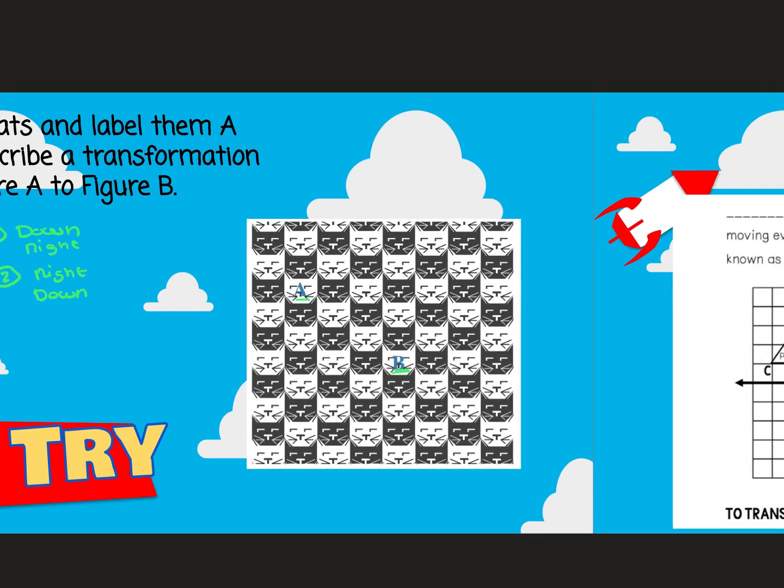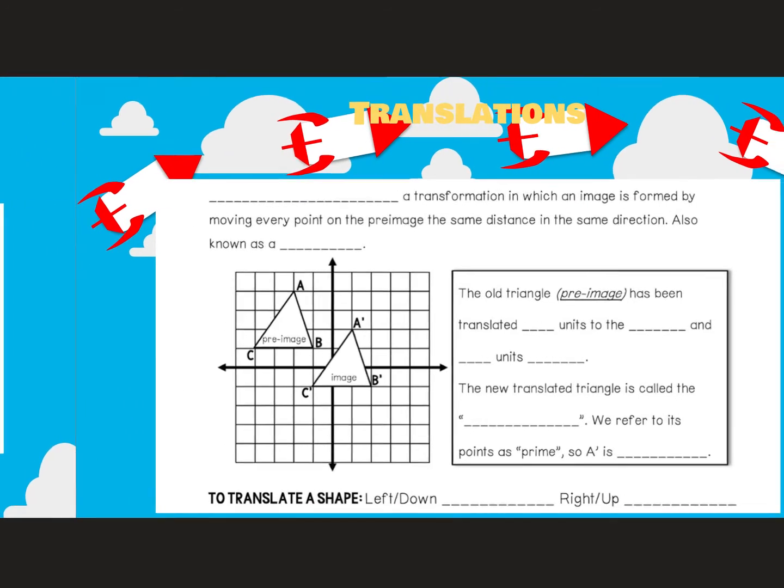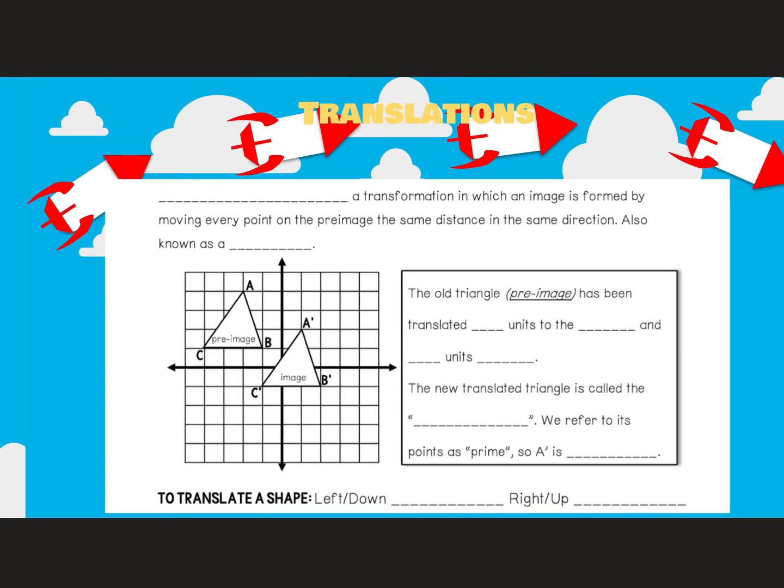All right, now let's actually get into some translations. Those are some images that were already translated for us, so let's get into some translations. Looking at the definition, a translation is a transformation in which an image is formed by moving every point on the pre-image the same distance in the same direction, also known as a slide. So it's basically taking the image and sliding it.